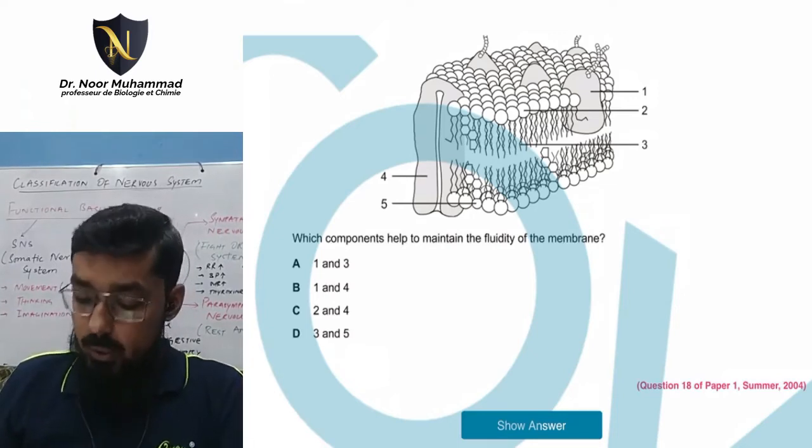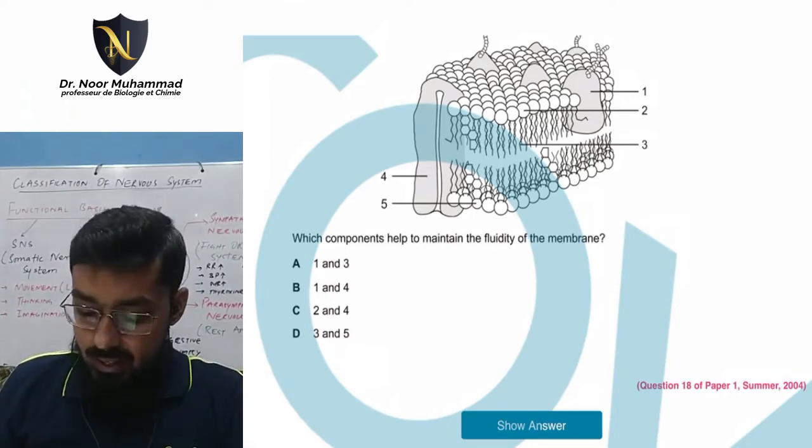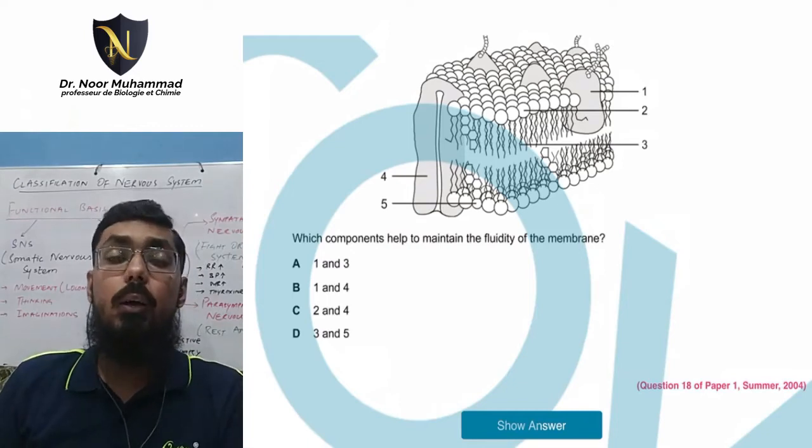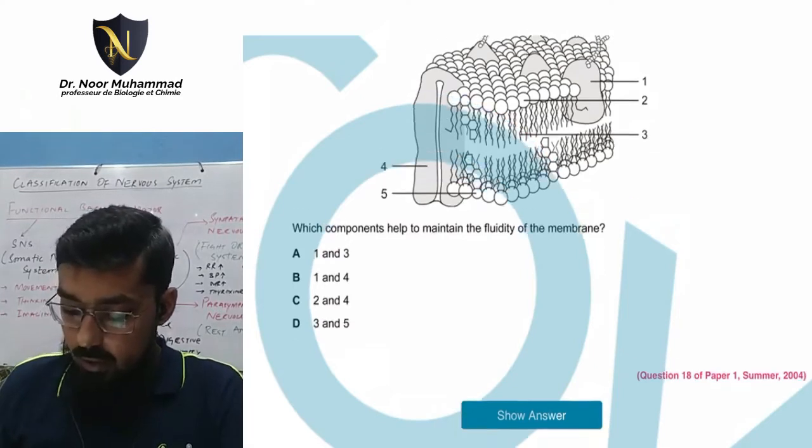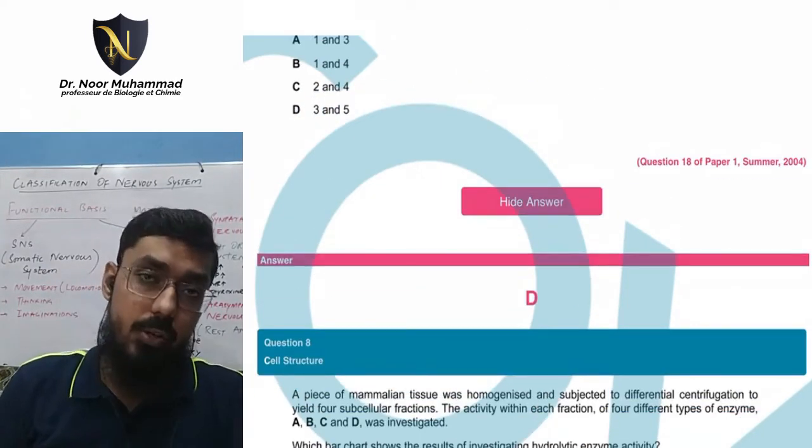3 and 5. And you can see that 3 is the fatty acid chain and 5 is the cholesterol molecule. Both are responsible. The correct answer should be D here. And if you have approached the right answer, congratulations.